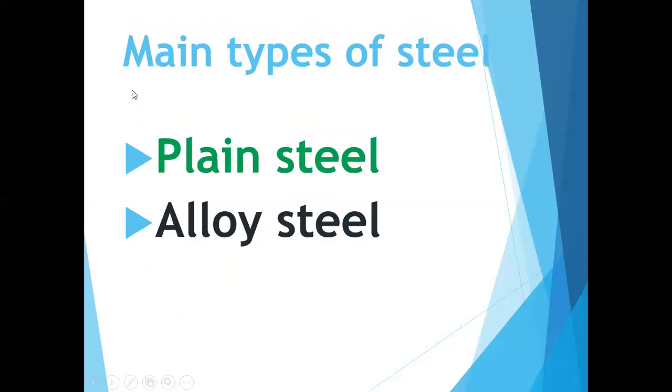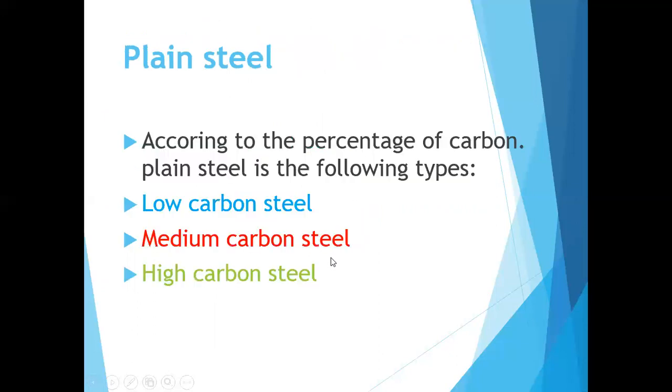Okay, then again we are classifying the steel. There are mainly two types of steel. One is plain steel, the other is alloy steel. So what is plain steel? We classify plain steel according to the percentage of carbon into the following three types: low carbon steel, medium carbon steel, high carbon steel. This classification is important, normally asked in the exam.